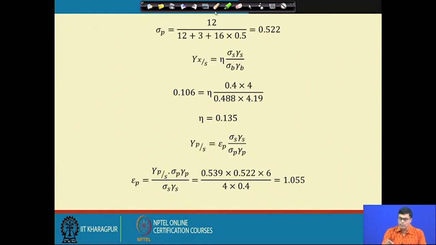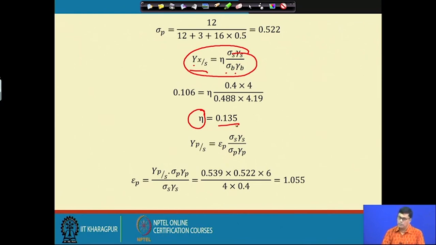So this is the value we obtained, and then YX by S equals what? This is the equation we have seen previously. Now, what we shall have to do? We shall have to put all the values. This is the experimental result, and this is the degree of reduction of the substrate and carbon fraction of the substrate, and this is the carbon fraction of the biomass and degree of reduction of the biomass. Then if you put all these values here, you can find out the eta value.